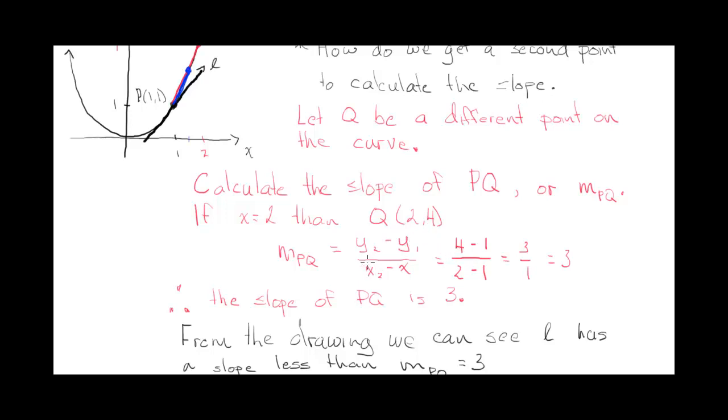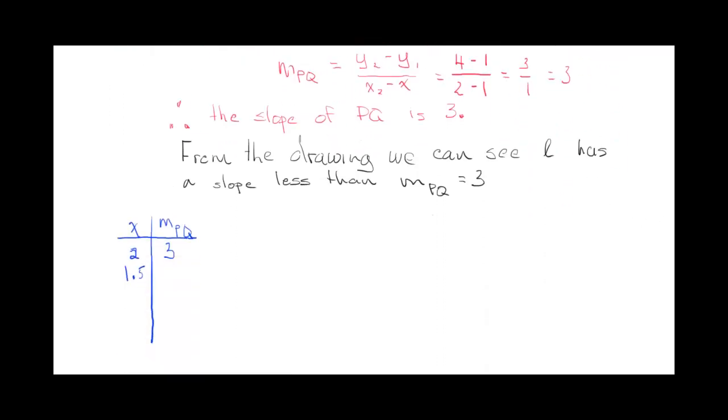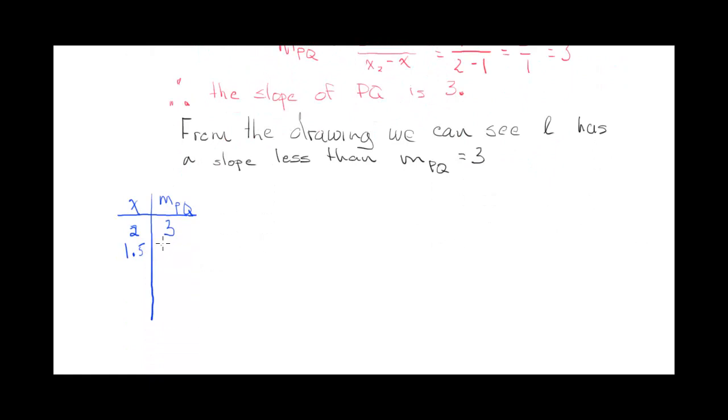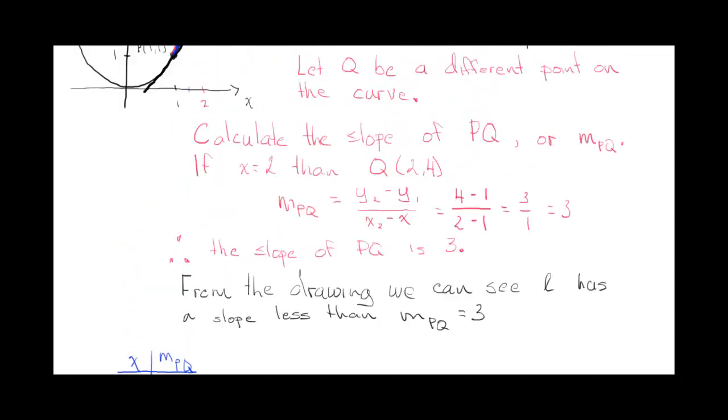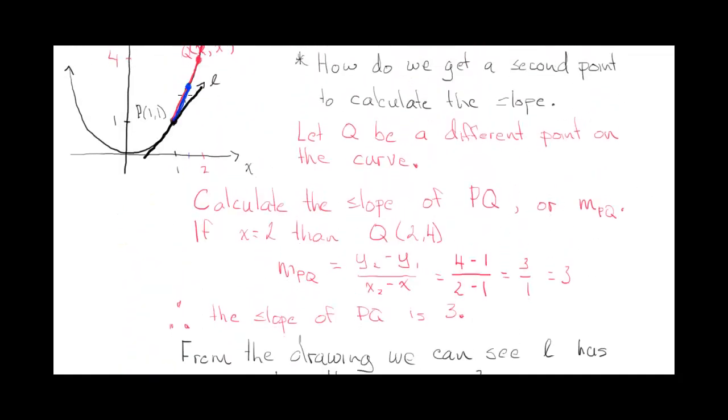But if you put 1.5 in for x, then your y value would be 1.5 squared, and you calculate the slope. If you do the calculation, you get a slope of 2.5. So it's smaller than 3, which is what we said should happen. You should get a slope a little bit less than 3, but it's still bigger than the slope of L. So that's still too big.